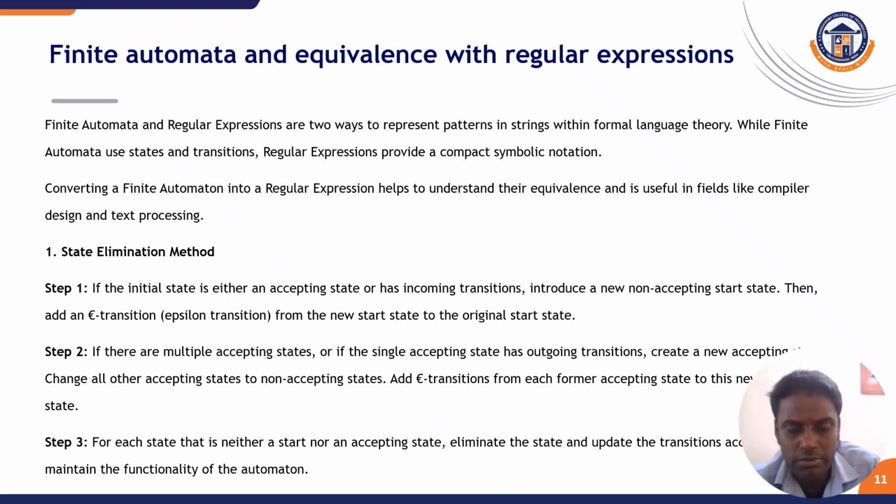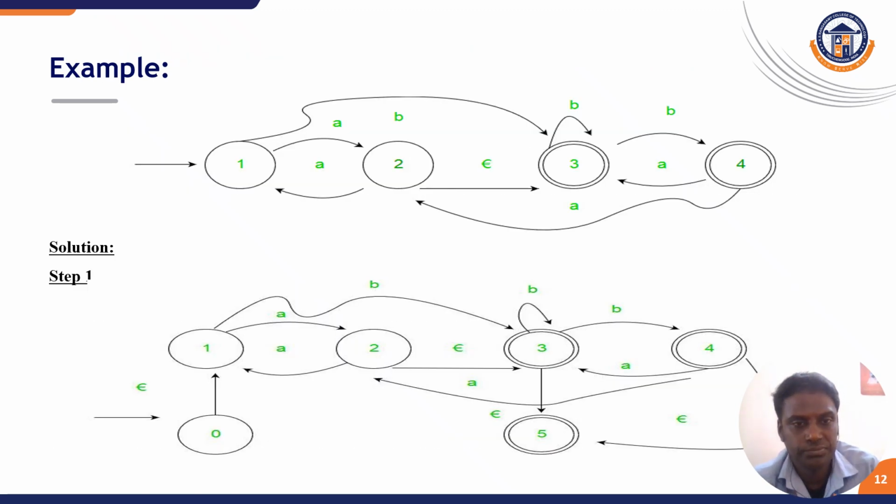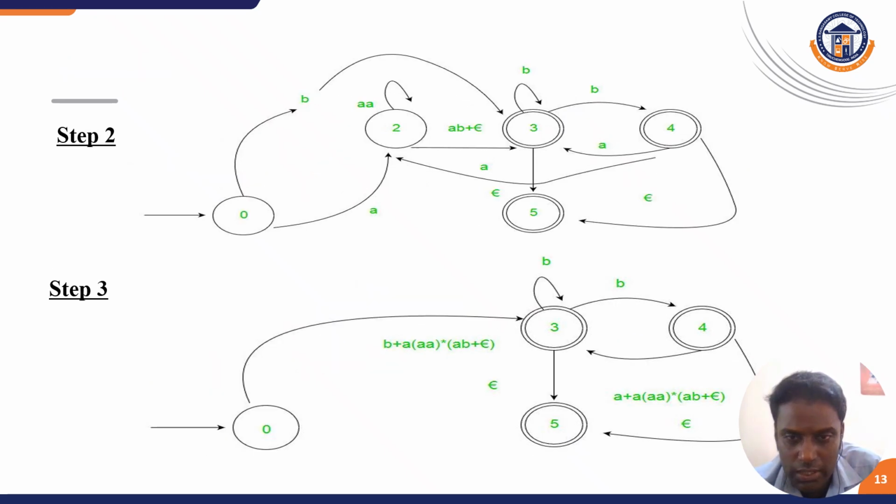For each state that is neither the start state nor an accepting state, eliminate the state and update the transitions to maintain the function of the automaton. So in this example, look at the start state. 1 is the start state, and 4 is the last state. Here we are going to remove 1 and the final state 4, and convert them to new states. That means 0 will be the new start state, with an epsilon transition to 1, and 4 will move to 5, which is going to be the new accepting state.